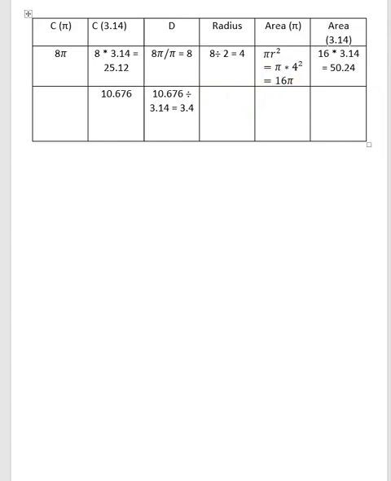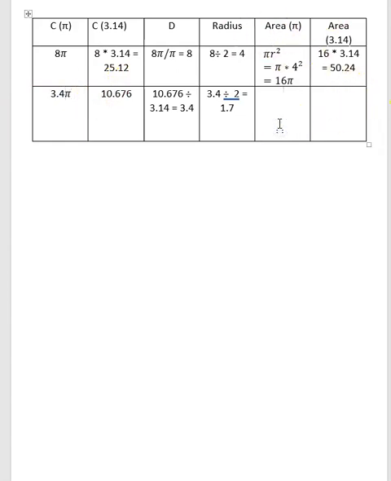So our radius, we take the 3.4 and we divide by 2. 3.4 divided by 2 gives us 1.7. To get the exact circumference over here, we just take the diameter, and it's pi times diameter. So we take the diameter, which is the 3.4, and we put a pi symbol on the end of it.